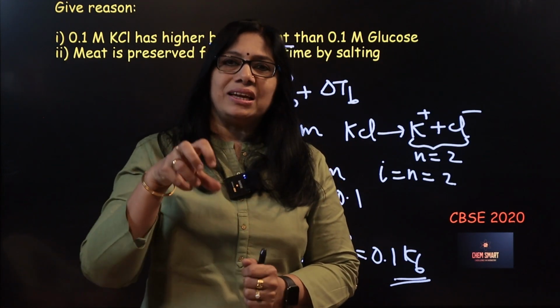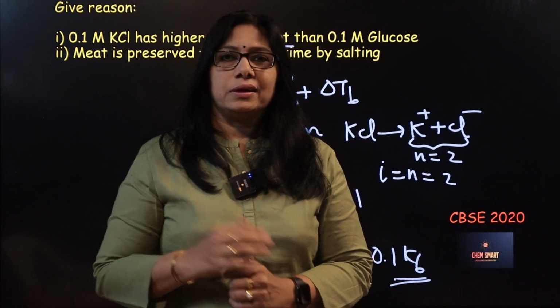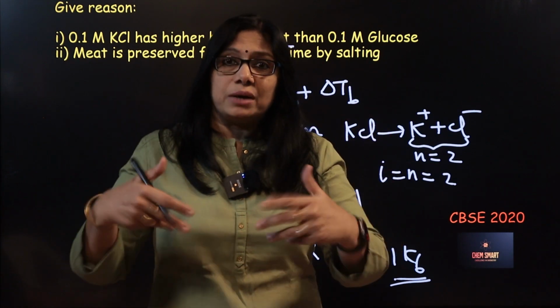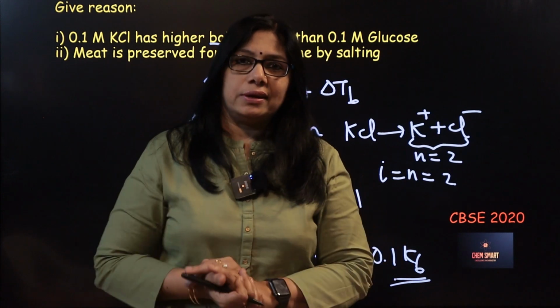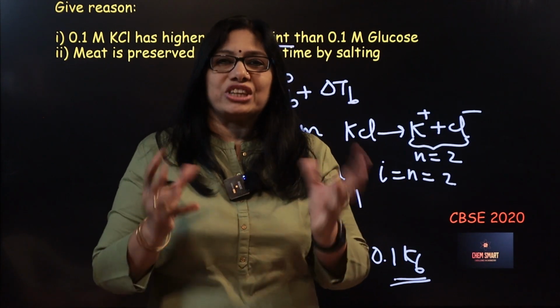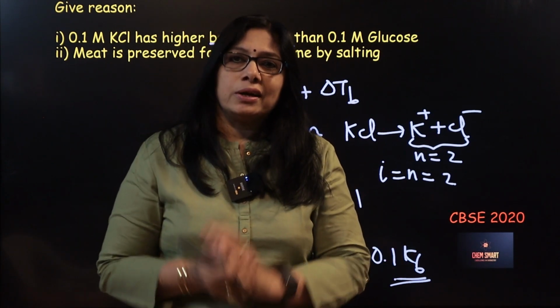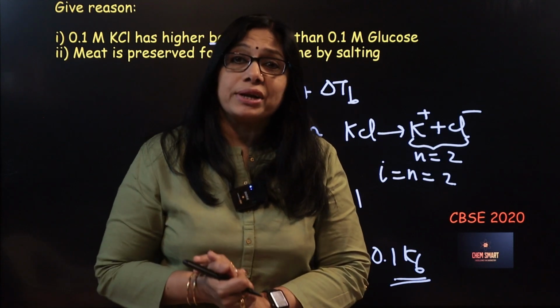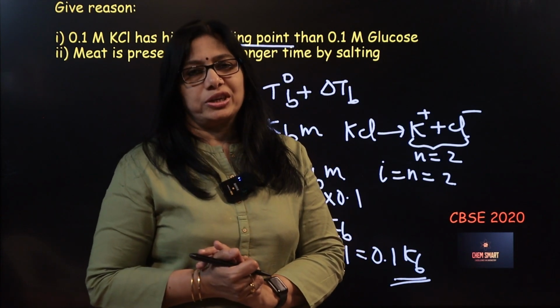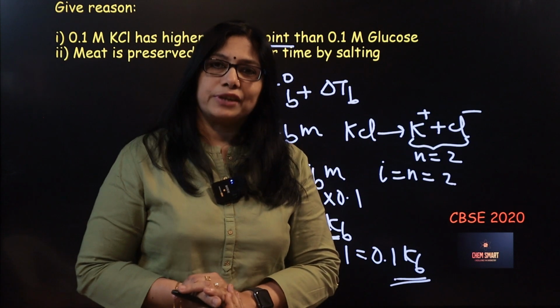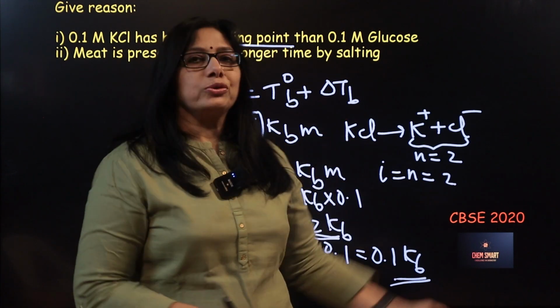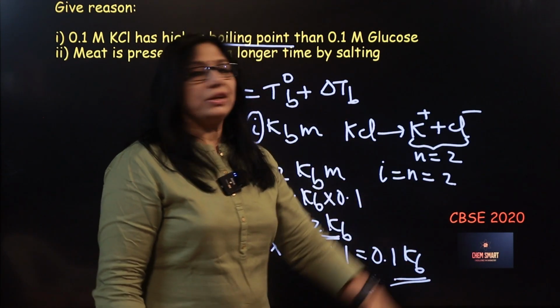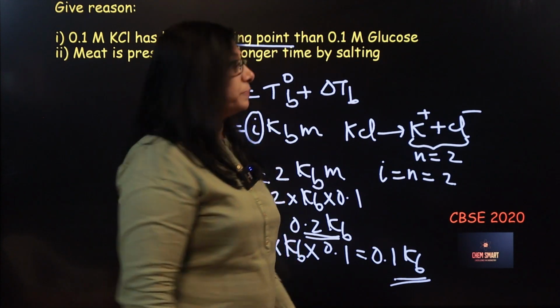So the bacterium on the meat will lose water. Salted meat will lose water through osmosis. It will shrivel and die. So that meat can be protected against bacterial action, and it will get a longer life. Clear? So these are the two questions which were asked in the 2020 board paper.